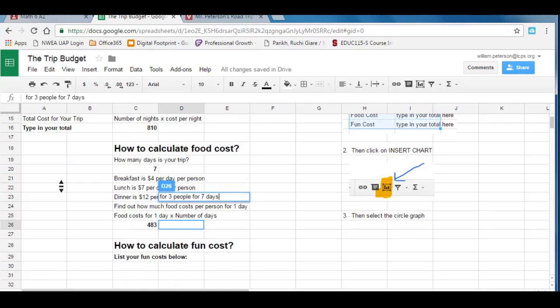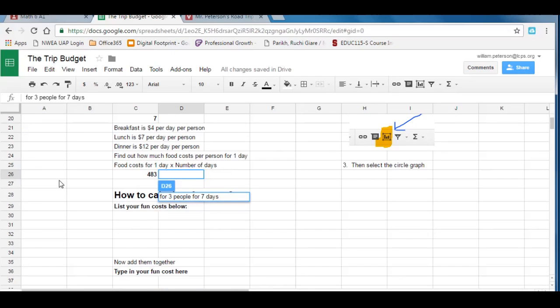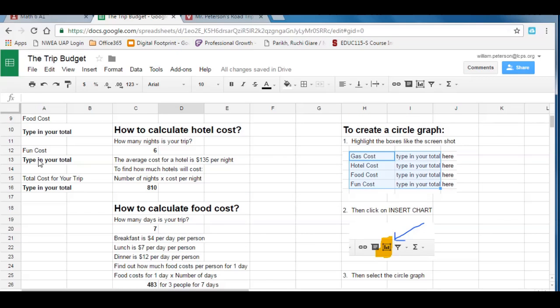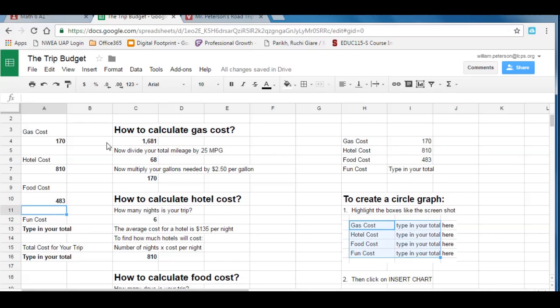Make sure you type in that little tidbit of information and press enter to save it in the cell. Then I'm going to type in my food costs here. My total food cost is going to be $483, and press enter. And you have figured out that you're not going to starve your family on this road trip experience. So next up, you're going to figure out the fun costs.